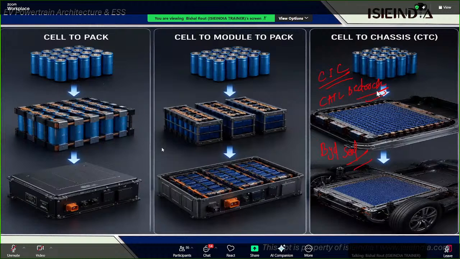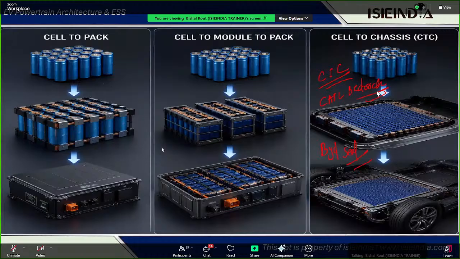So the cost of cell to module to pack is higher, cell to pack is lower, and cell to chassis is further optimized basically. But manufacturing complexity is more in cell to chassis. It is a bit high in cell to pack, and it is very low in cell to module. So this is the fundamental relationship between them.